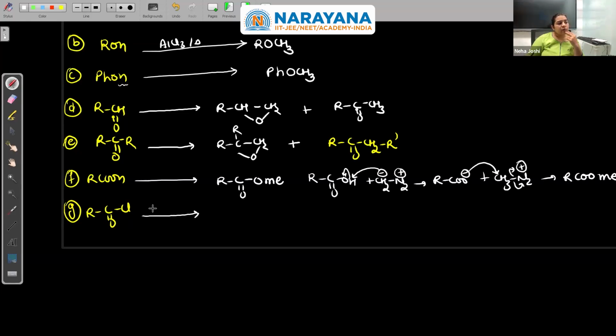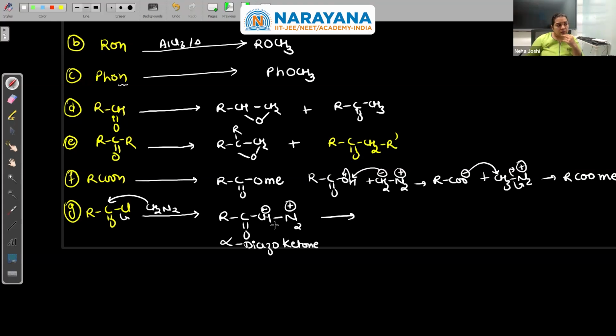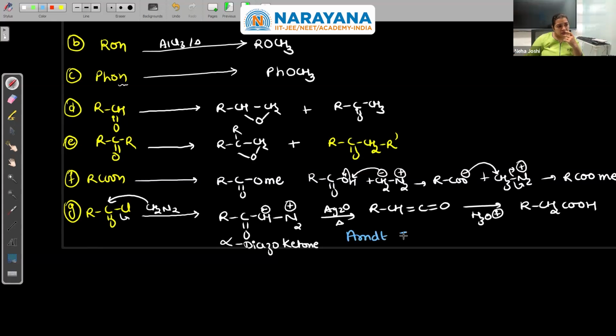Coming to RCOCl, if you remember, it is a part of a very famous name reaction called the Arndt-Eistert reaction. First this attacks and you have RCOCHN2, and this is called alpha diazo ketone. When you heat the alpha diazoketone with Ag2O, you get RCH=C=O. When you do hydrolysis, you have a one-step-up carboxylic acid. So here it is the Arndt-Eistert reaction. Again, you have seen the same reagent doing different types of reactions for different starting materials.